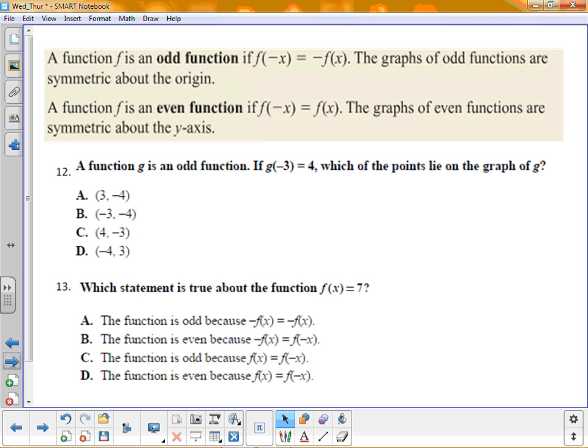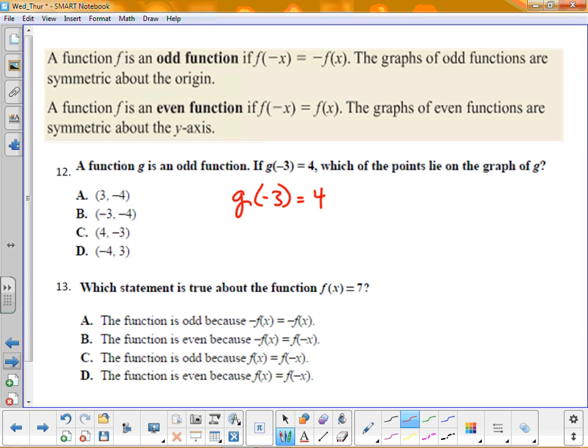All right. So what we have here is a question that tells us the function's odd. It says a function g is an odd function, and g of -3 is 4. So when I plug in -3, I get a 4. Which of the points lie on the graph of g?